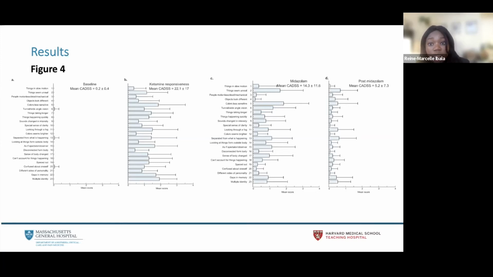During ketamine responsiveness, which is what we associate to be our dissociated state, you see a mean CADS of about 22.1. Right after, when midazolam is given, about 5 minutes later from that state, you see a rapid decrease of the CADS to 14.3 and a continued attenuation of the CADS score to 5.2 about 40 minutes after the midazolam administration. So again, this is just a proof of concept to show that, number one, midazolam ends up reversing the effects of ketamine in this way. And number two, that CADS is able to do a good job of measuring dissociation under ketamine through these scores.